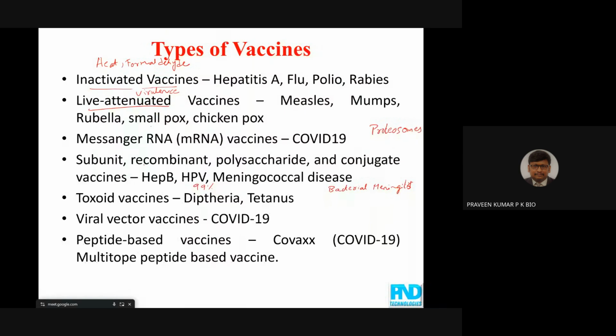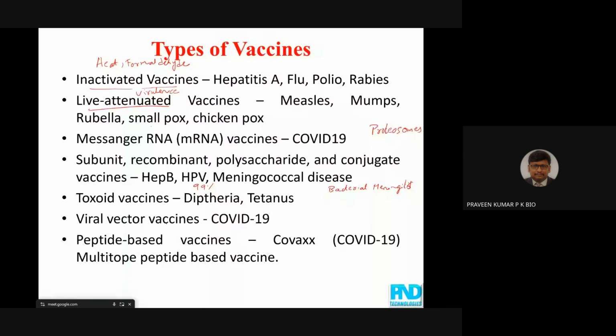What is the purpose of vaccines? To prevent the upcoming of disease, so that we acquire immunity. That is why we go with these vaccines. Toxoid vaccines use the toxins produced by bacteria, like diphtheria and tetanus. Not just bacteria, even viruses can also produce toxins.